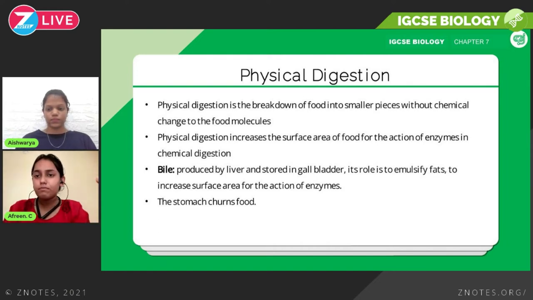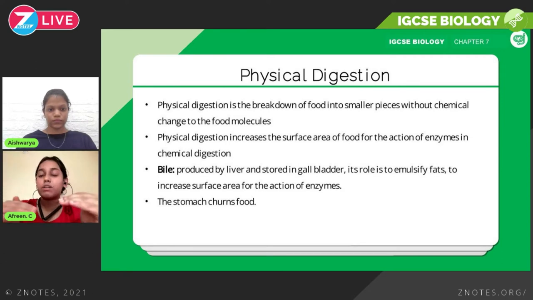that are easier to swallow. And physical digestion is important because it increases the surface area of the food for the maximum amount of enzymes to act on the food molecules, so that the rate of chemical digestion increases and most of the molecules are properly absorbed. Bile is a chemical that is produced by the liver, and it is stored in the gallbladder, and its main roles are to emulsify fats and increase surface area for the action of enzymes. So this is actually really important. You need to know what bile is and why it's used, because this is a common question in paper 4, and I've had it in both of my mocks. So I really would suggest you learn this.